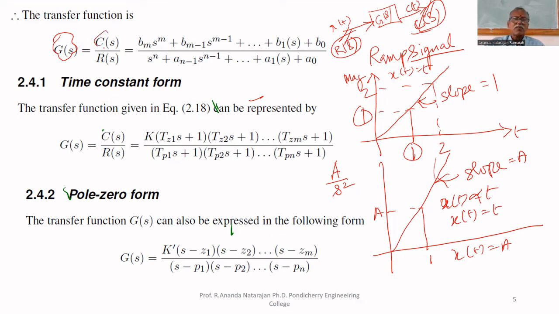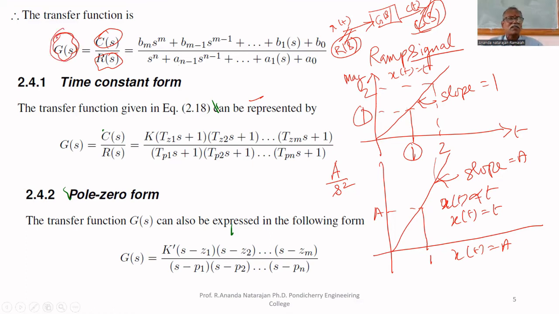The Laplace transform of output upon Laplace transform of input is called the transfer function of the system. So C of S upon R of S is called transfer function. The transfer function is represented by G of S.